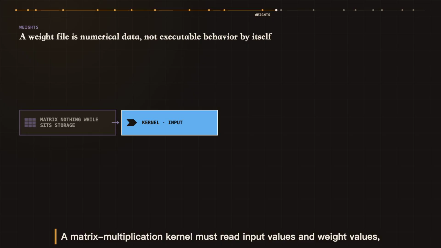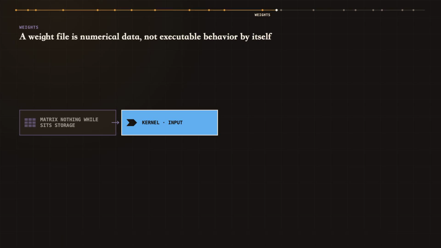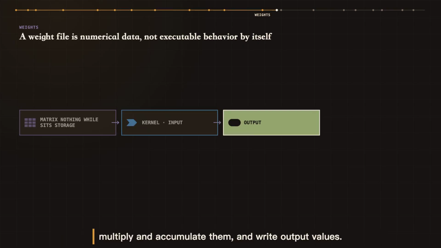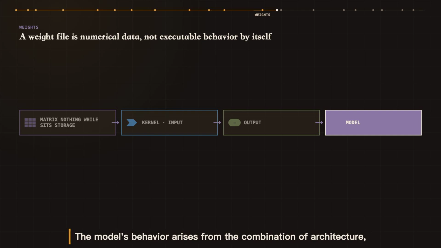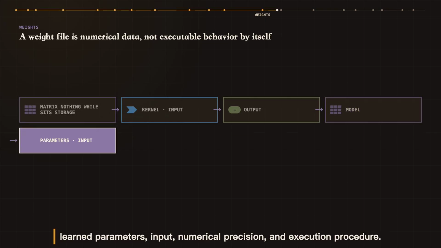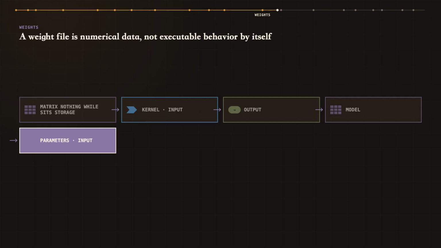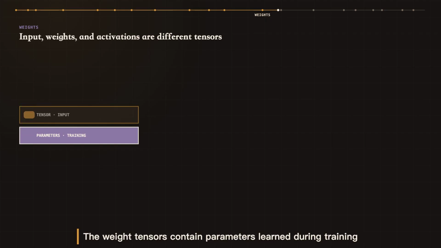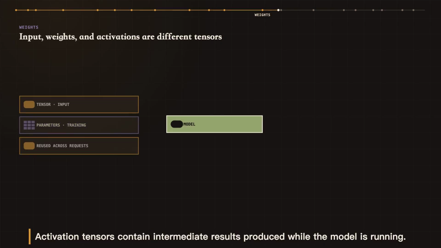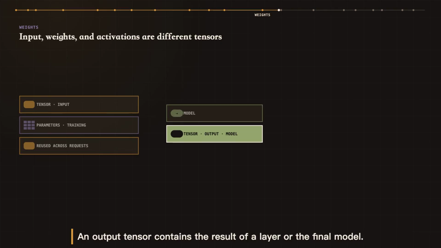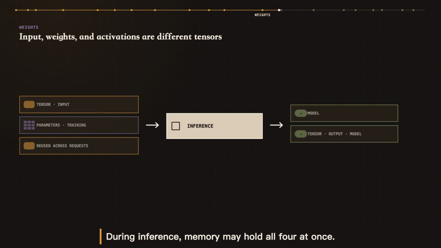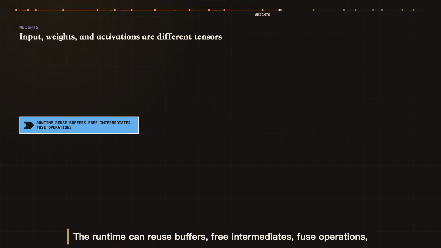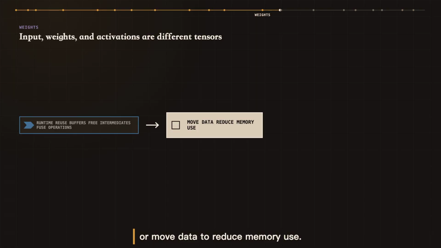A matrix multiplication kernel must read input values and weight values, multiply and accumulate them, and write output values. The model's behavior arises from the combination of architecture, learned parameters, input, numerical precision, and execution procedure. The input tensor contains data for the current request. The weight tensors contain parameters learned during training and reused across requests. Activation tensors contain intermediate results produced while the model is running. An output tensor contains the result of a layer or the final model. During inference, memory may hold all four at once. The runtime can reuse buffers, free intermediates, fuse operations, or move data to reduce memory use.